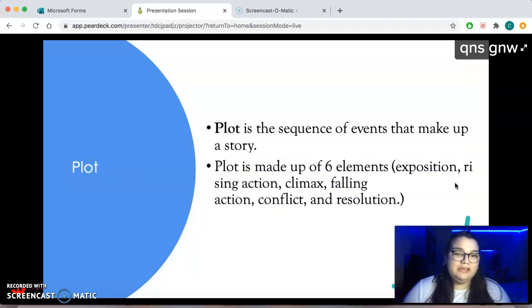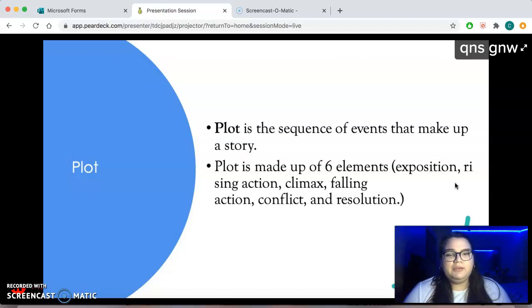So again, a plot. When you think about plot, you need to think about plot diagram, right? So plot is the sequence of events, right? What's happening in what order that make up a story. A plot is made out of 6 elements. It's made out of the exposition. In the exposition, we are also introduced the conflict. Then we have the rising action. Then we have the climax. We have the falling action. And then we have the resolution, right? So that's what our plot is.